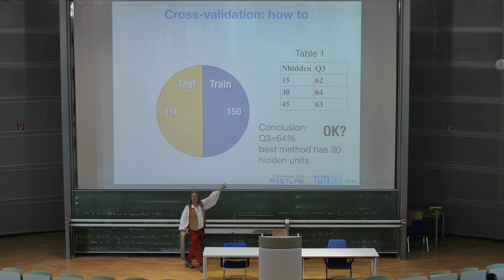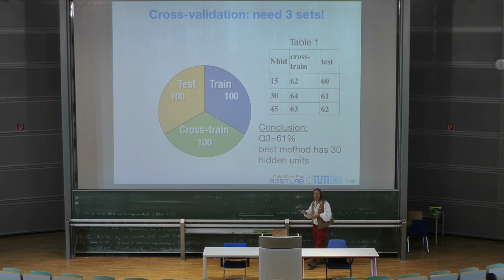What we do implicitly by looking at the table is we make a decision. We have 3 choices of hidden units, and we ask which of these 3 is best. That means we take the test set that we are supposed to have under the table, look at it, and use it to make a decision. Yes, the best method has 30 hidden units, but the next statement, that the accuracy is 64%, is wrong, because this number, 64, is only right if you did not use it for any optimization. How can you get out of that?